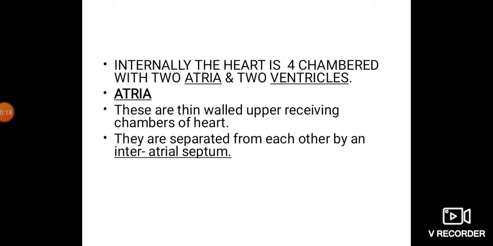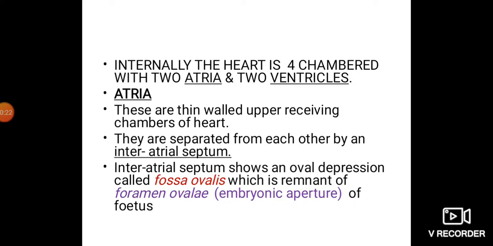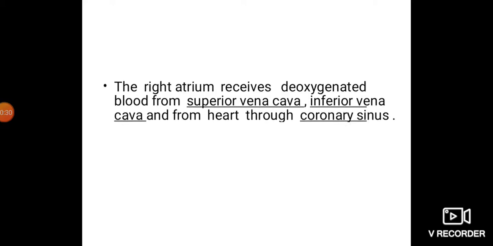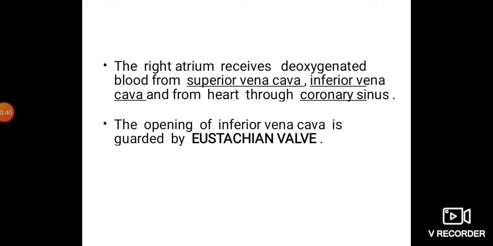The atria are separated by the interatrial septum. The interatrial septum shows an oval depression called fossa ovalis, which is a remnant of the foramen ovale of the fetus. The right atrium receives deoxygenated blood from the superior vena cava, inferior vena cava, and from the heart through the coronary sinus.